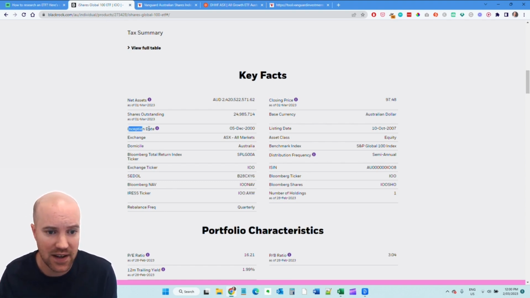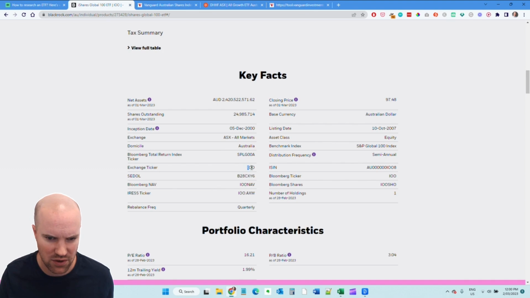Inception date, this fund has been running since the year 2000, 20 plus years, which means it's done a good job. A lot of ETFs close because they just don't have enough investors or they don't perform well. Having a fund that's been around for this long gives you some trust in that it can do its job in terms of performing over the long term.